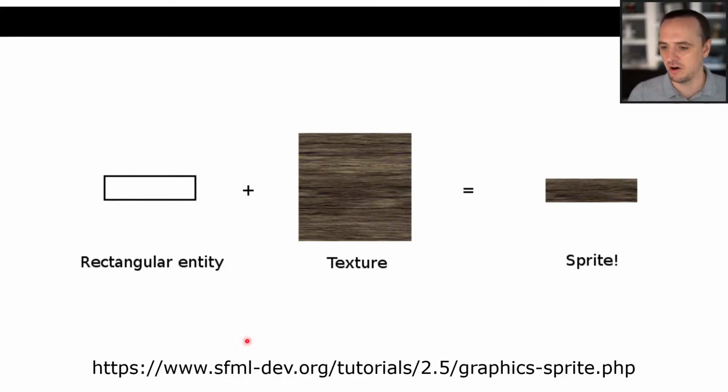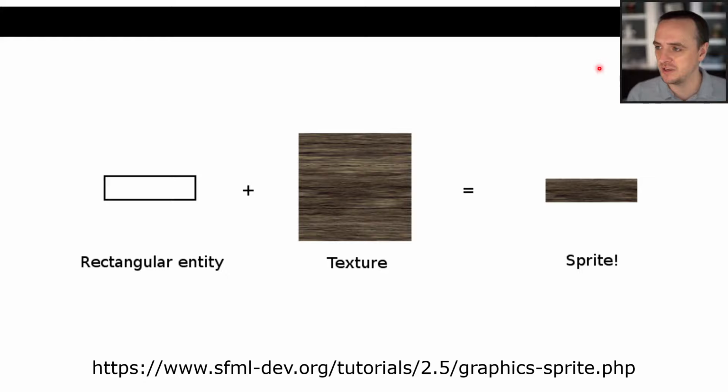And this is all on the graphics and sprites tutorial for SFML. If we have some rectangular thing, for example, a rectangular entity in our game engine, and a texture, and we map that texture somehow to the entity, we get a sprite. And then we can just call window.drawSprite. It couldn't be easier.